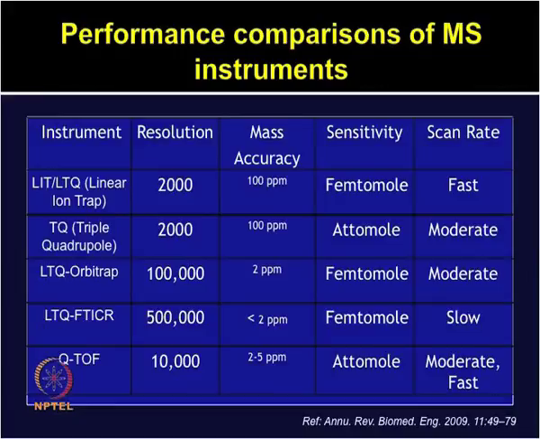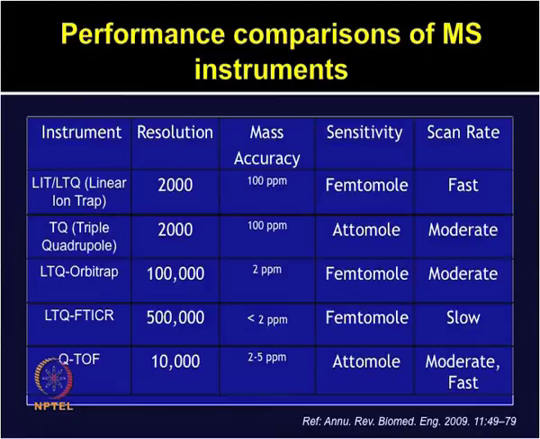So, finally, there are many mass spectrometers currently available commercially. Now, depending on the individual's application, one can select a different type of configuration. Based on an excellent review from Yates and colleagues, I have provided this performance comparison of MS instruments in the following slide. Here you can see the linear ion traps or LITs or LTQs.